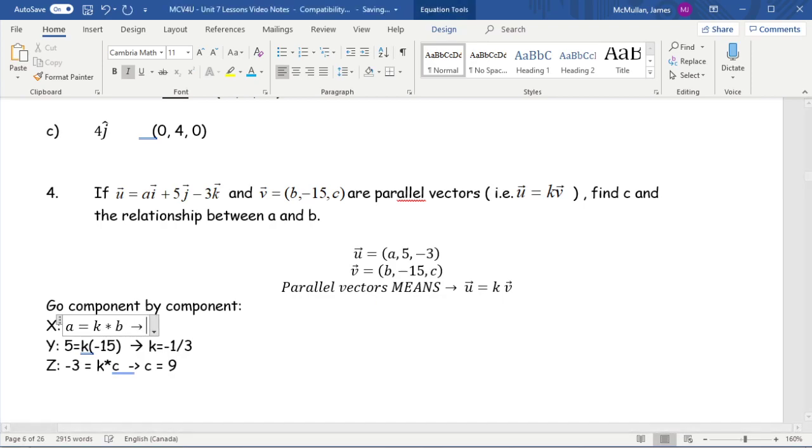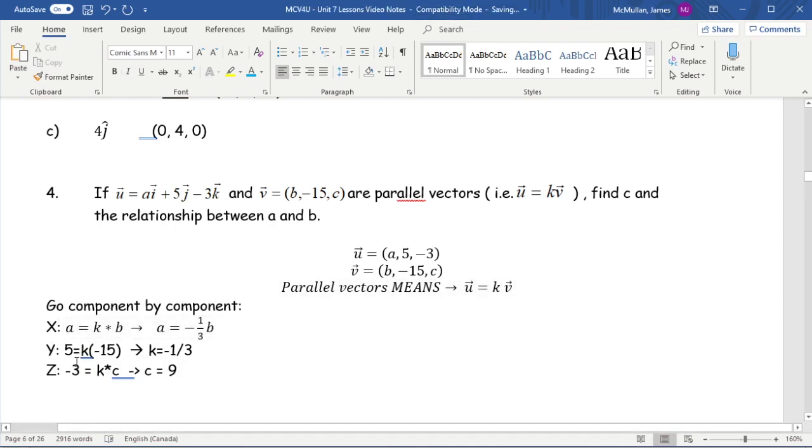And here, I can't actually solve this one, but I can say a is equal to negative 1/3 b. I do know that. As long as I have that, then the two vectors are parallel. Okay, and that's all it's asked me to do, is just get the relationship between a and b, so I can say a is negative 1/3 of b.